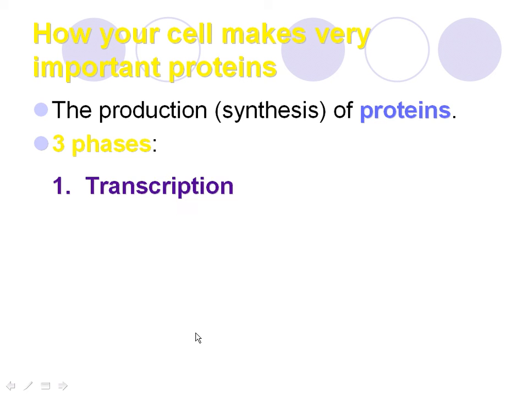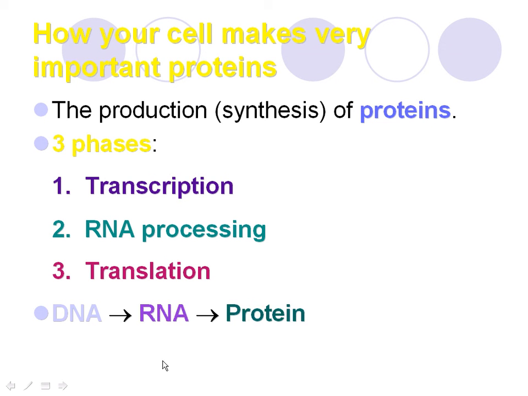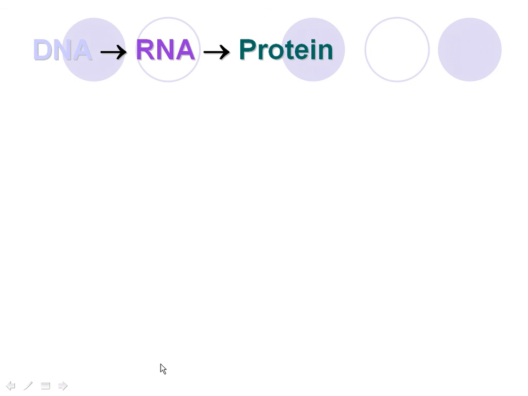Now, there's three phases that we want to look at, and the first of which is transcription, the second of which is RNA processing, and then the last, which is the translation, which will be performed by the ribosome. And that's what's going to take us from DNA to RNA and then eventually our protein.